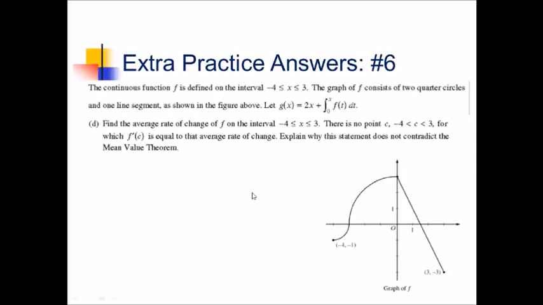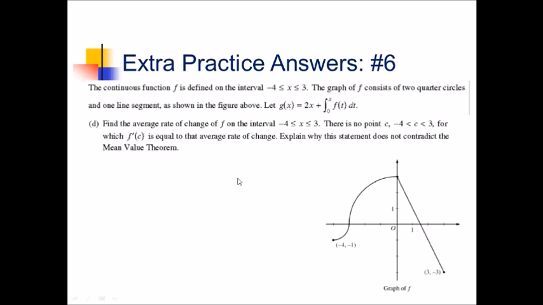For number 12, we've got a continuous function on the interval from negative 4 to 3. It's given in this graph here. And they told us we've got 2 quarter circles and a line segment, and this craziness about g of x equaling some stuff, which doesn't get used in this part of the problem, but did get used in earlier parts. For this part of the problem, they want us to find the average rate of change on the interval. So let's start by doing that.